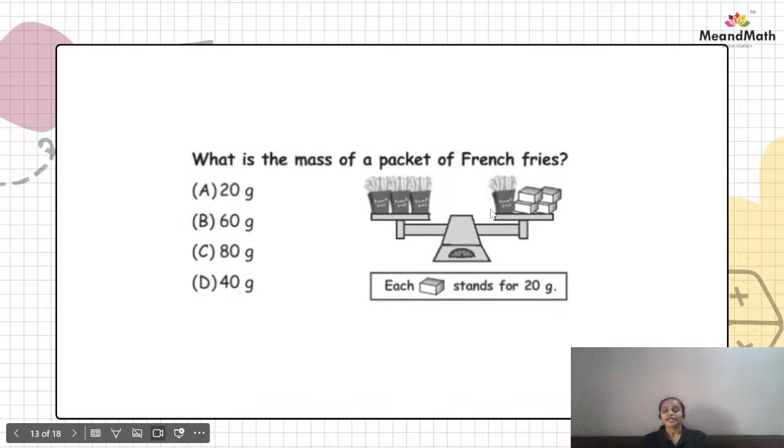What is the weight of one packet of French fries if the weight of one box is 20 grams?